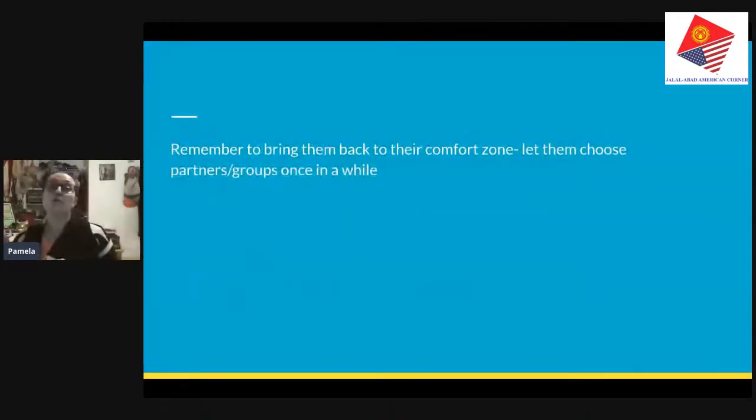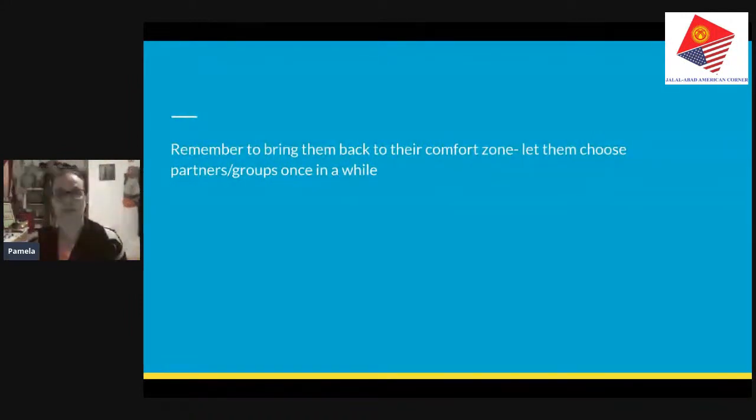The next, remember to bring them back to their comfort zone. Let them choose partners and groups once in a while. So even though you are trying to get them to challenge themselves and really step out of their comfort zone, every week or 2 weeks, just let them choose their own groups.